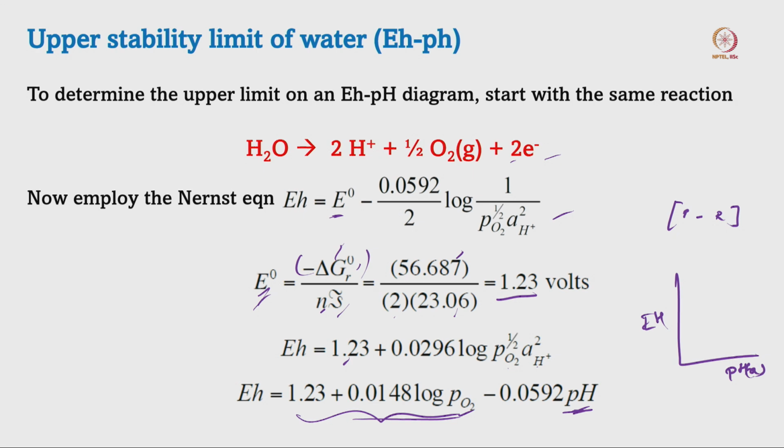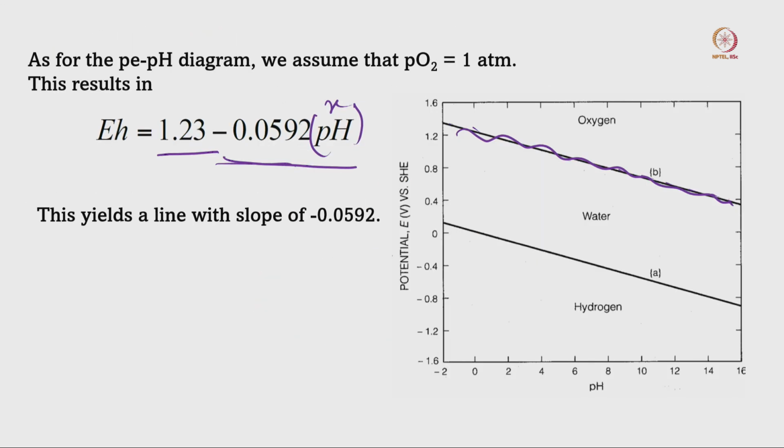Now, I will make an assumption and say we assume that my PO2 is 1 atmospheric pressure. Then this becomes very simple, it just turns to 1.23 minus 0.0592 pH. That leads to a slope of 0.0592 and an intercept of 1.23.